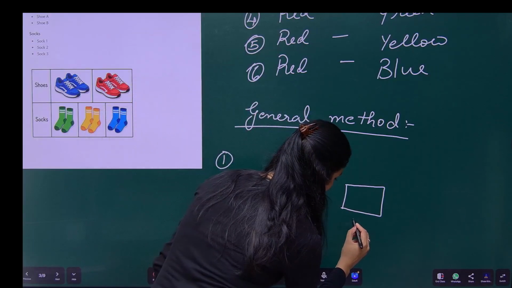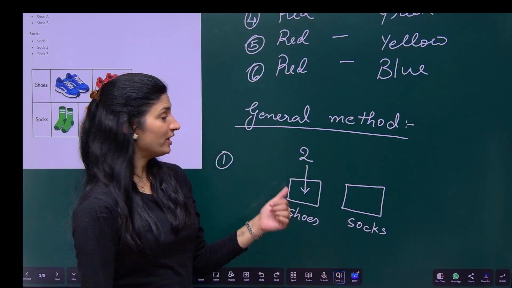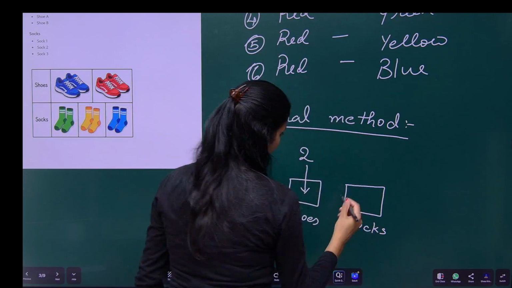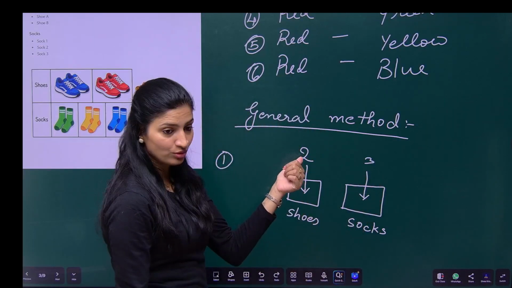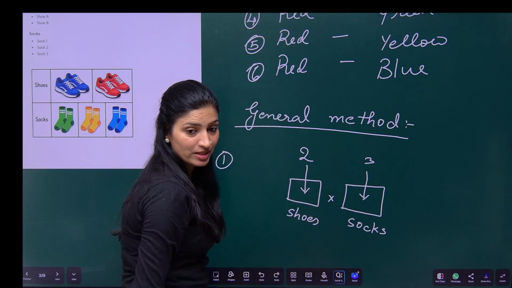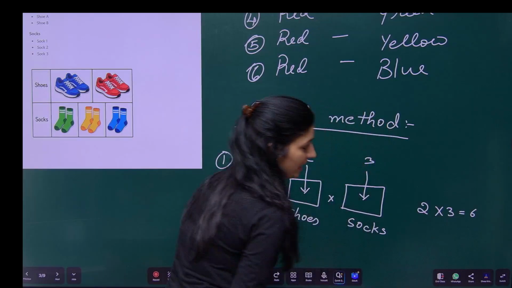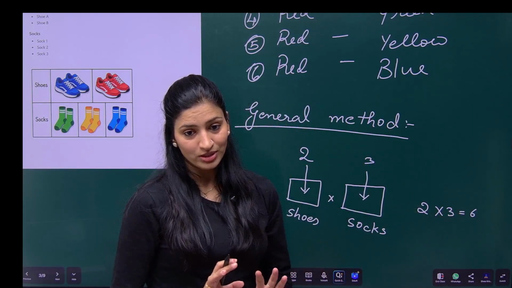Now, if this box is for socks, so three, correct. Because we have total three socks, right? Green, yellow and blue. So total three socks we have. So for this box, we have two. For this box, we have three. Now multiply both the values. Okay, so it is 2 into 3, which is 6. And this is your total number of combinations in that. You understood this part? Okay.